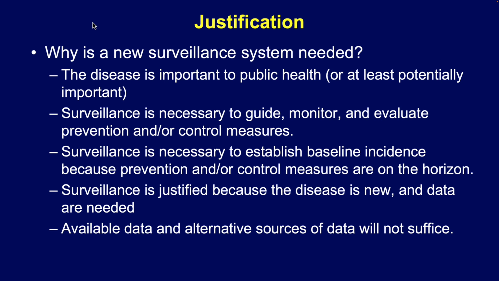Another justification is whether a surveillance system might be justified because the disease is new and data are needed. We don't really know that much. It might be, for example, that we don't know enough about the burden of a disease, or we need to better quantify it or characterize it. And finally, a new surveillance system is more justifiable if available data and alternative sources of data really won't suffice to give the information that's needed. In this situation, there's a need to set up a system to get information that doesn't exist anywhere else.